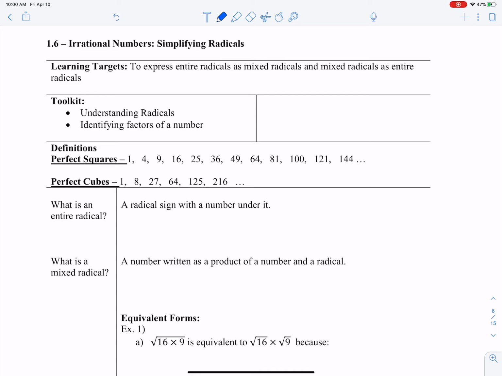In this video, we're going to be doing part 1 of section 1.6, Irrational Numbers: Simplifying Radicals. The learning target is to be able to express entire radicals as mixed radicals and to express mixed radicals as entire radicals. Our toolkit is understanding radicals, which we learned in section 1.3, and identifying factors of a number, so doing our factor trees.